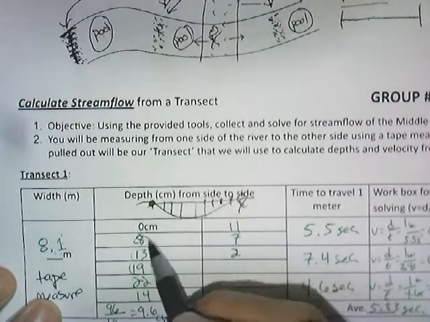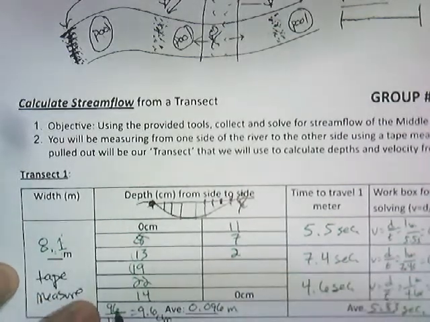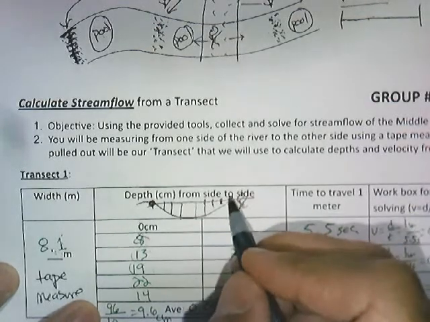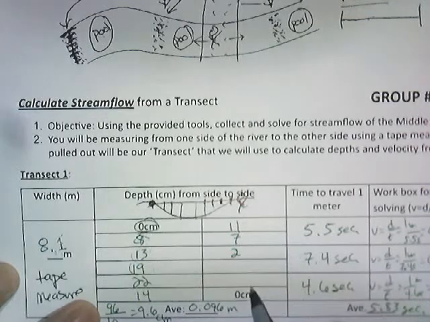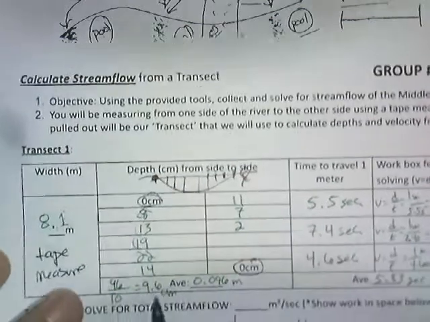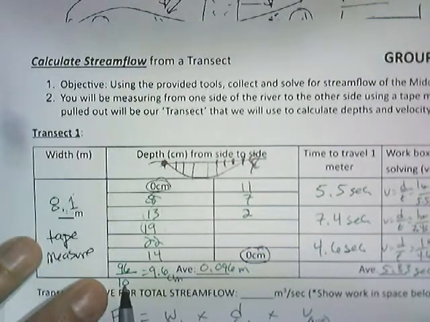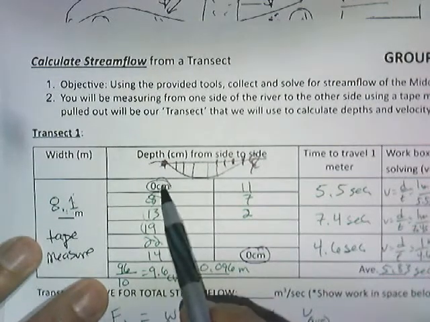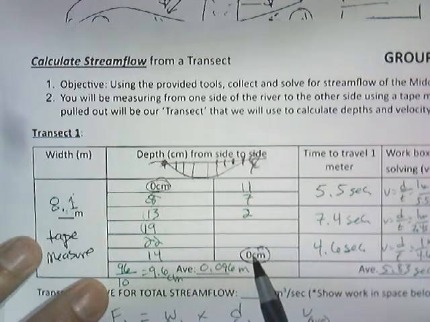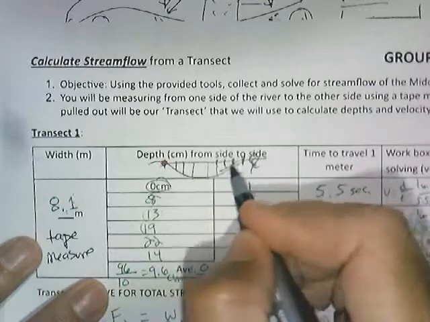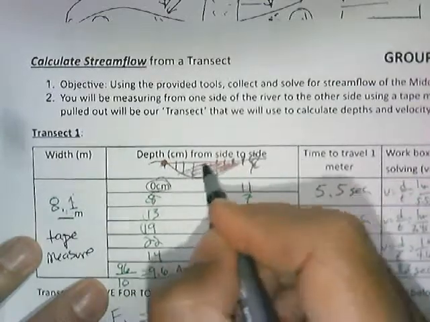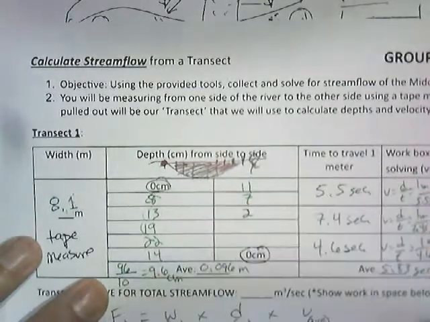So if I add up these numbers, I get a total of 96. But when I find my average depth, I can't ignore that the shoreline is 0 here and the shoreline is 0 here. So I have to add these into my divider, my denominator. So I have to divide it by 10 data points. So 10 data points includes the 0 that I start from and the 0 that I end with, and those are the shorelines. So it's essentially the geometry of this transect for the cross-sectional area.